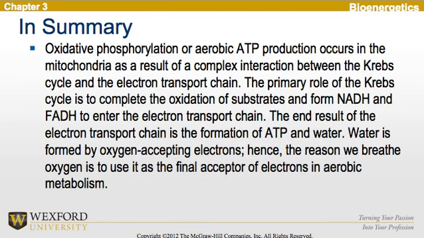So in summary, oxidative phosphorylation, or aerobic ATP production, occurs in the mitochondria as a result of a complex interaction between the Krebs cycle and the electron transport chain. The primary role of the Krebs cycle is to complete the oxidation of substrates and to form NADH and FADH to enter the electron transport chain.